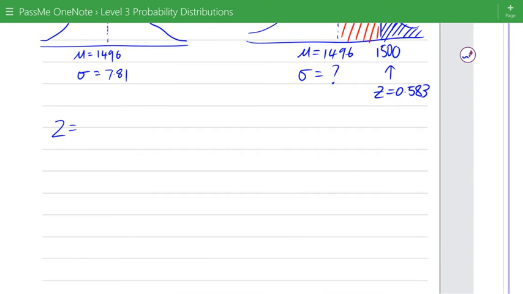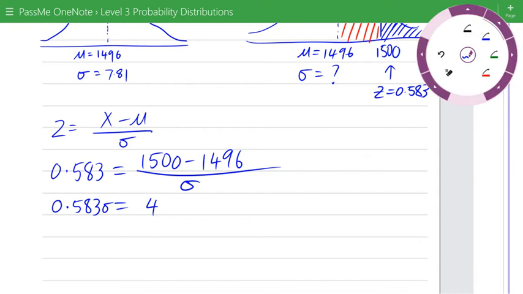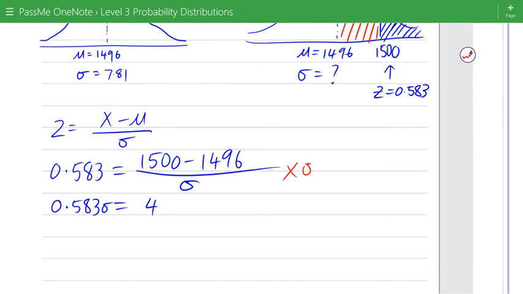Okay, let's write out the formula for z values. z equals x minus mu over sigma, which is standard deviation. We just worked out that z is 0.583, and the x we know from our diagram is 1500, our mean is 1496, and our standard deviation is what we're looking for, so we'll just leave that there. Let's times both sides by our standard deviation, so that gives us 0.583 sigma equals 1500 minus 1496, which is 4. To remind you what working I did there, I multiplied both sides by sigma, and on this side the sigmas cancel out.